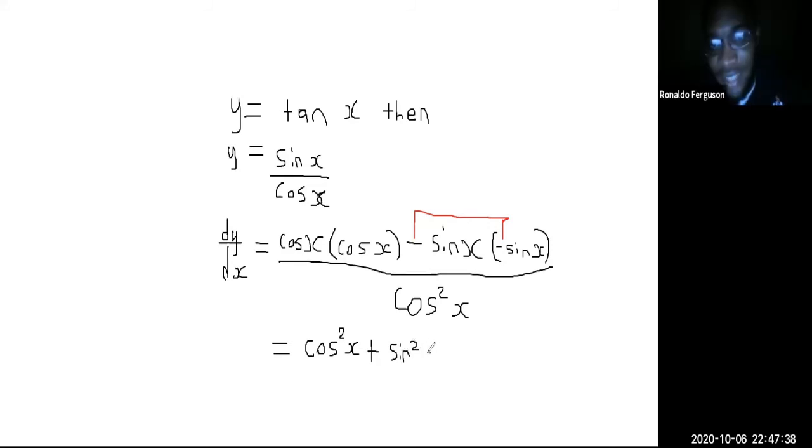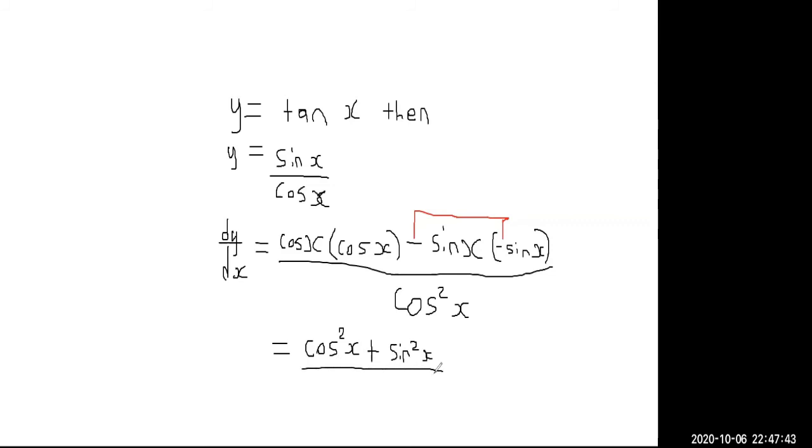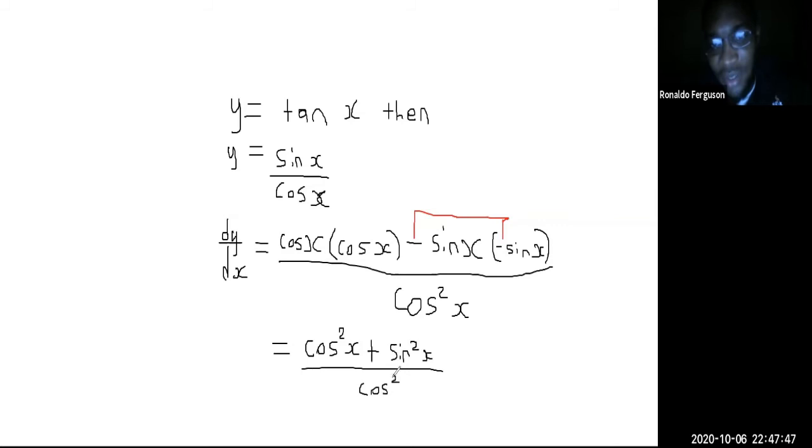Now what is sine squared plus cos squared? 1. Sine squared plus cos squared is 1. And so what we're getting is 1 over cos squared x. So that's the differential of tan x, 1 over cos squared x.